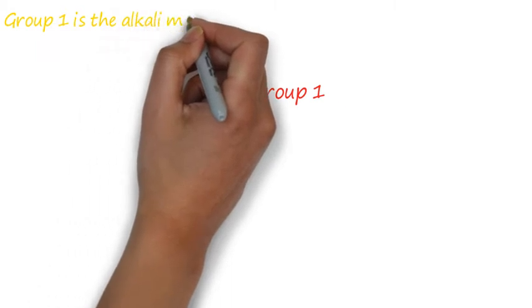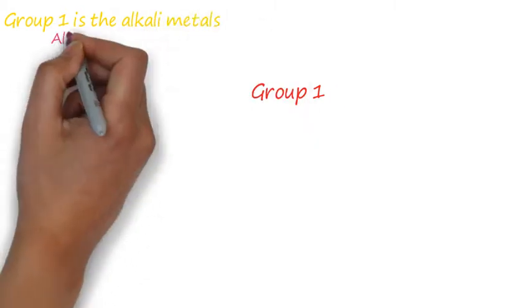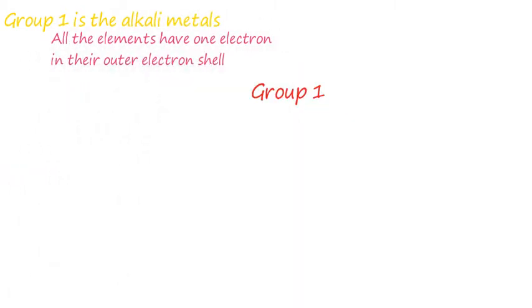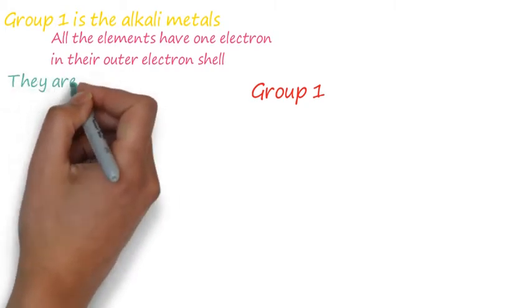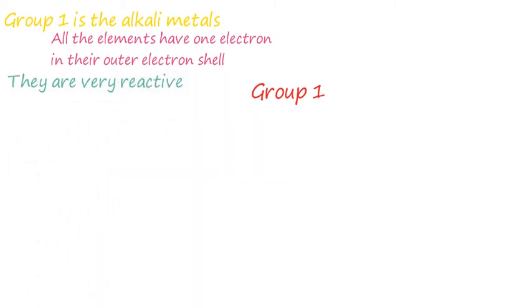Group 1 contains the alkali metals. All these elements have one electron in the outer electron shell. The electron is very easy to lose, and so the elements are very reactive.